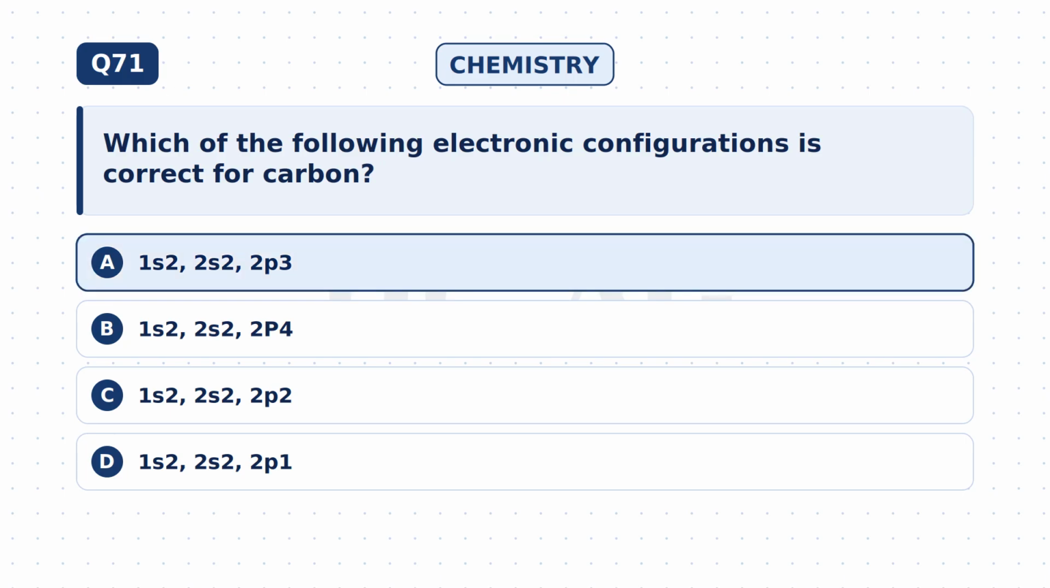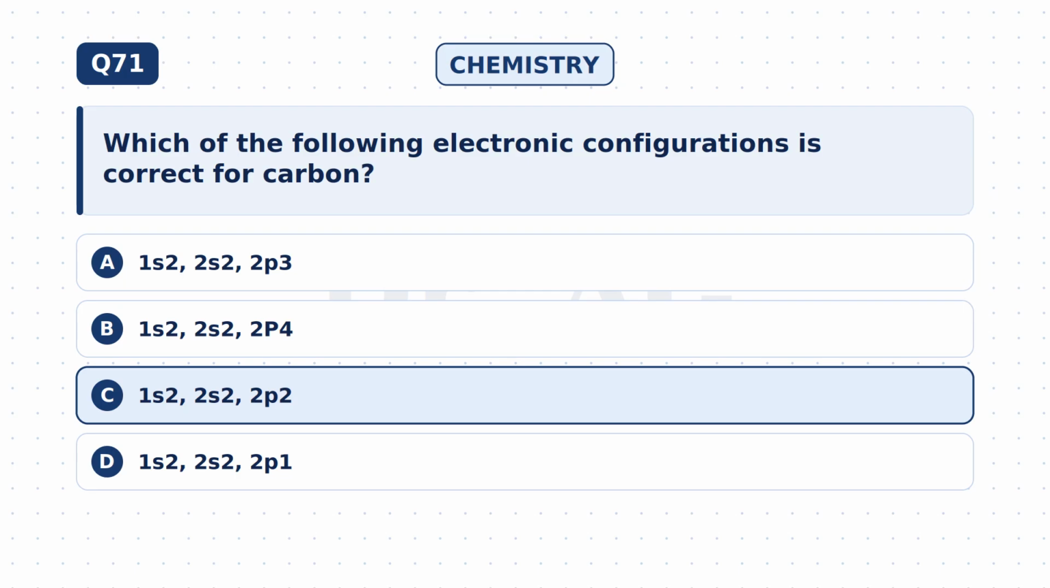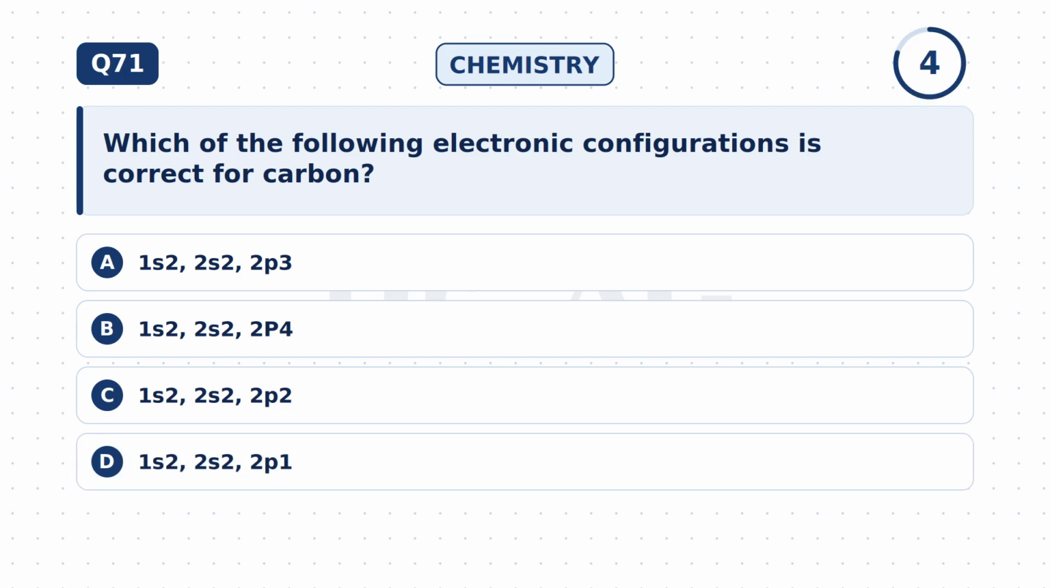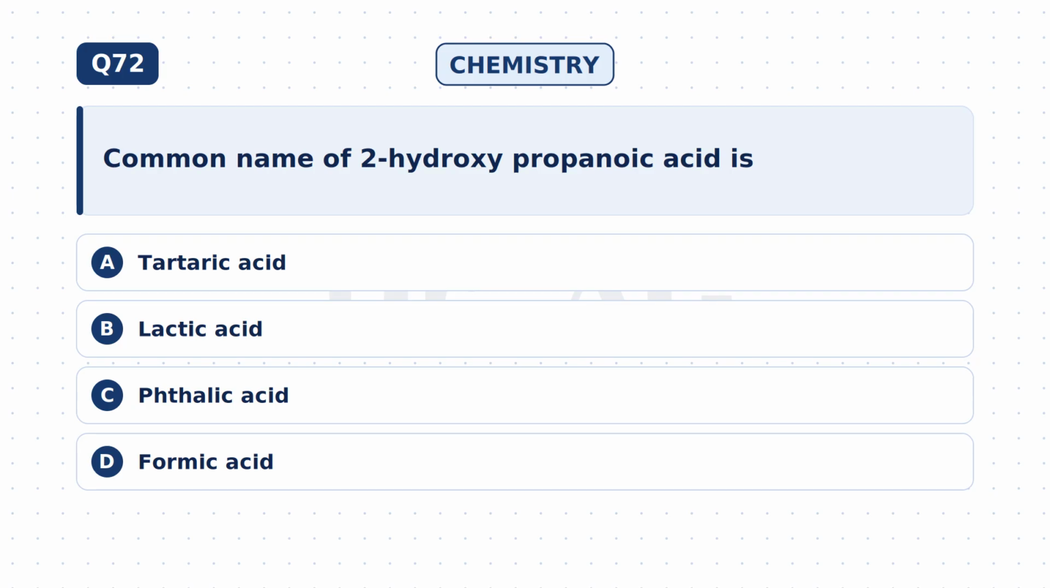Option A. 1s2, 2s2, 2p3. Option B. 1s2, 2s2, 2p4. Option C. 1s2, 2s2, 2p2. Option D. 1s2, 2s2, 2p1. The correct answer is C. 1s2, 2s2, 2p2. Question 72.